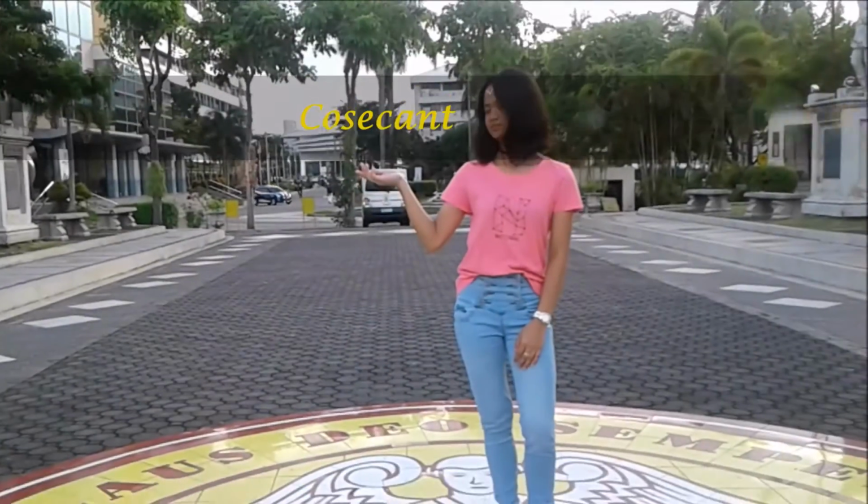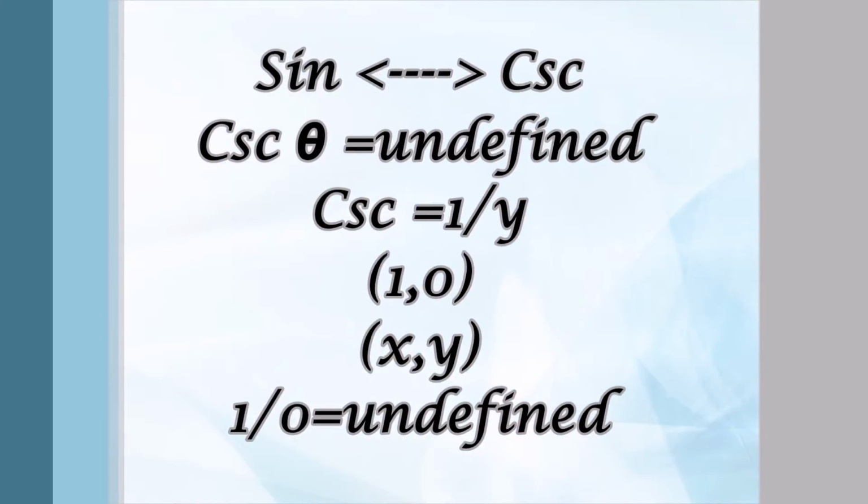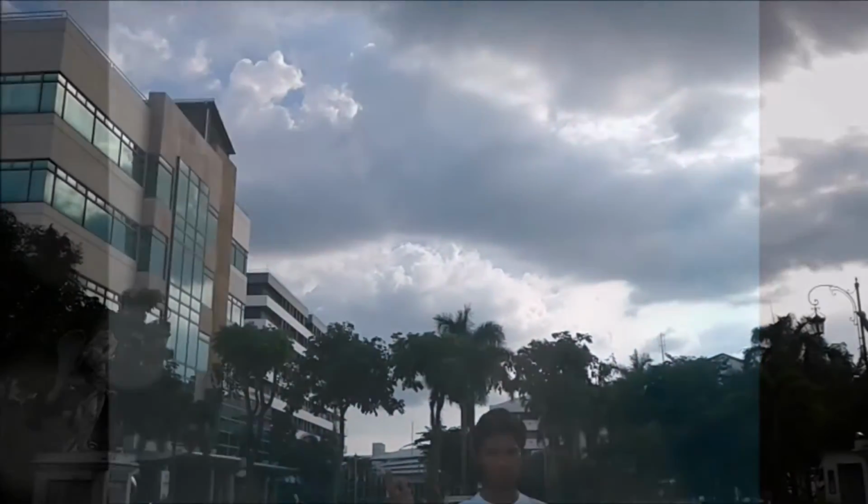The opposite of sine is the cosecant, and the answer is cosecant theta equals undefined, because cosecant represents 1 over y, and y is 0, so it is 1 over 0. Anything whose denominator is 0 is always undefined.